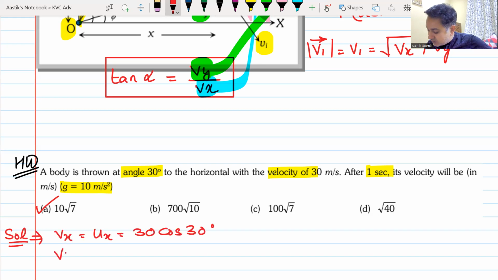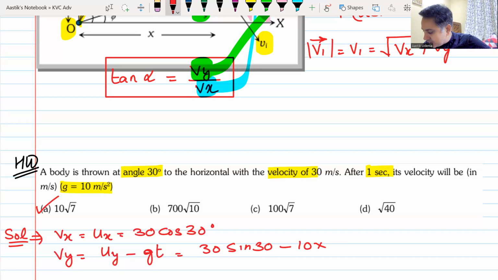Then you have to find the velocity of y component, Vy, which will be equal to uy minus gt, yes or no? So uy is 30 sin 30 minus 10 into 1, yes or no? Yes, sir. From there you will get the velocity of y component. To find out the total velocity, it will be Vx i hat plus Vy j hat. To find out the magnitude, you can find root over Vx square plus Vy square, yes or no? Yes, sir. Well done, that is great.